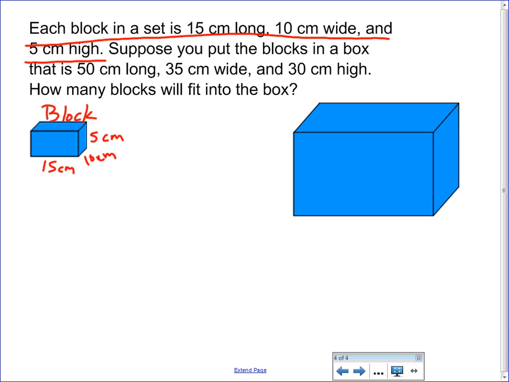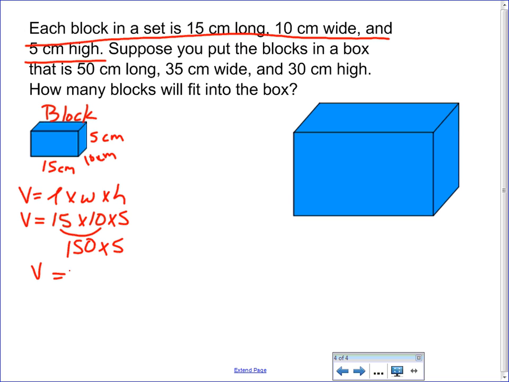So let's find the volume of one block. Volume equals length times width times height. So the volume of one block will be 15 times 10 times 5. 15 times 10 is 150, times 5. Our volume of one block is 750 centimeters what? Cubed, right, because we're doing length times width times height.